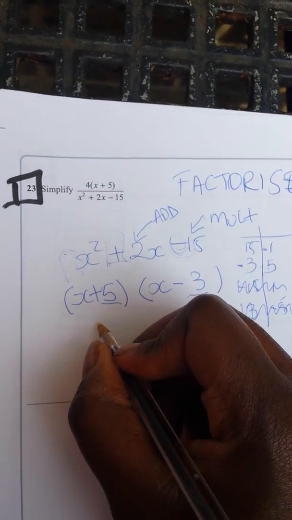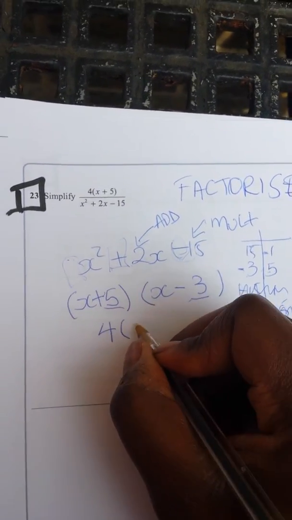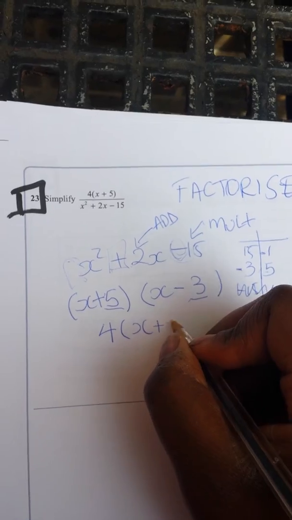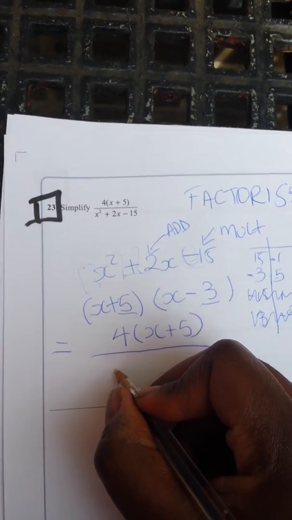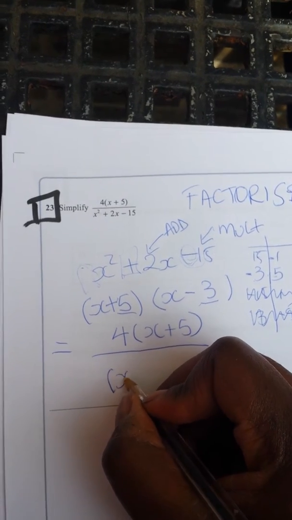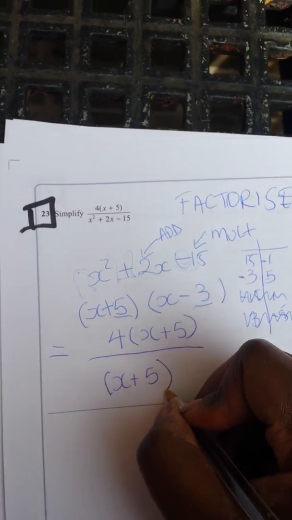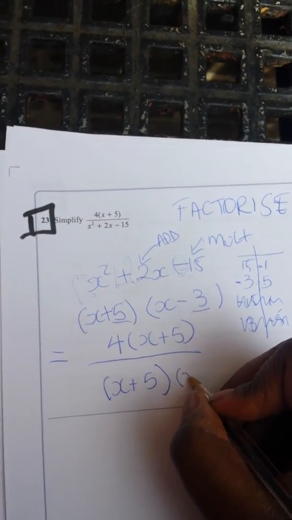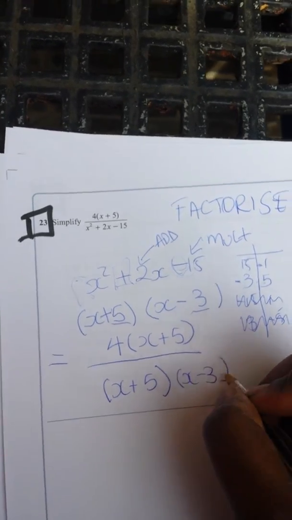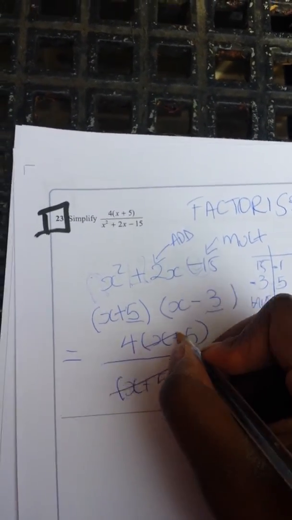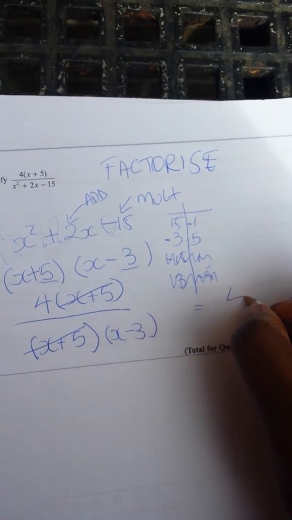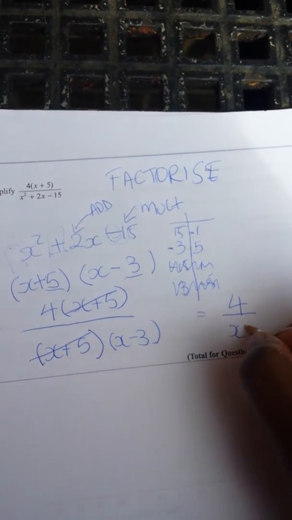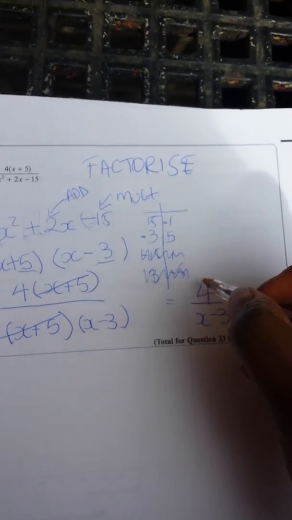So this turns out to be our answer. We're going to put the whole thing together now. 4 brackets x plus 5. So here we come with the answer. And at the bottom, we can now change it for our factorized version, which is x plus 5 and x minus 3. Now, this is where we cancel those out and feel good about ourselves. And we are left with 4 at the top and x minus 3 at the bottom.